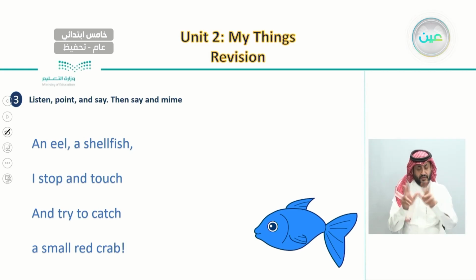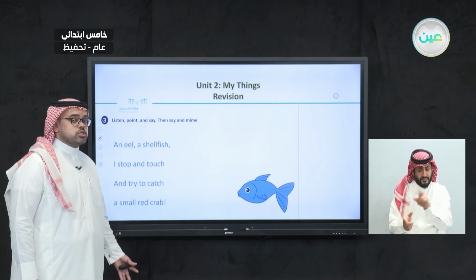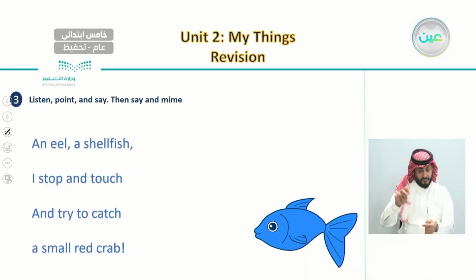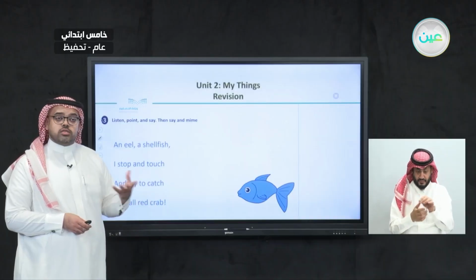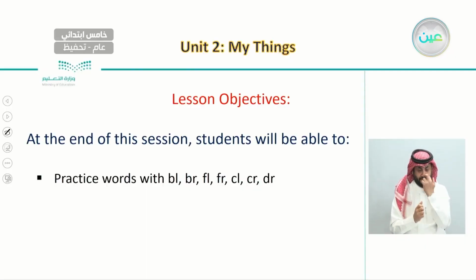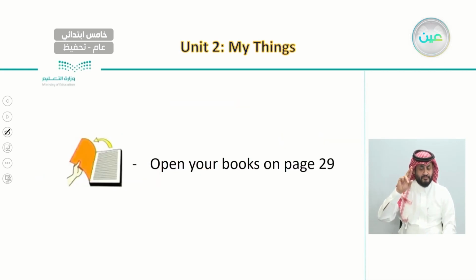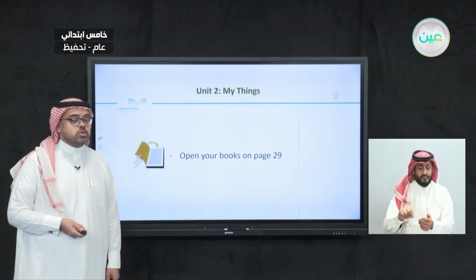So this chant has some of the words that we did practice on, like smile, like small, like snorkel. It is important that we are able to detect these words. Now let's get to know our objectives in today's lesson. At the end of this lesson, it is important that we practice words that start with BL, BR, FL, FR, CL, CR, and DR. And to do this, I would like you please to open your books on page 29.